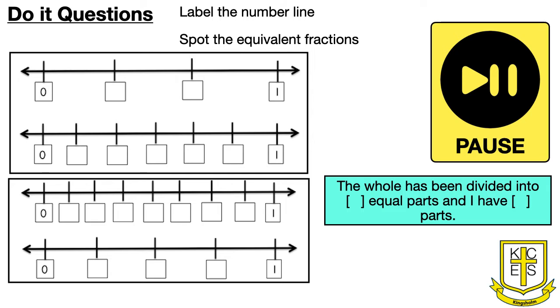Here are our do-it questions for people. 2 do-it questions. Remember that stem sentence we've got over on the right-hand side. The whole has been divided into so many equal parts, and I have that many parts. Really useful on this: the whole of this, at the moment, is the number line. It's the whole of the number line, not the whole of the shape like before.